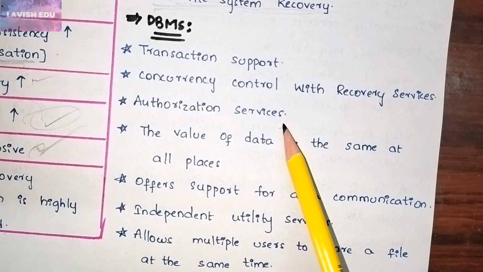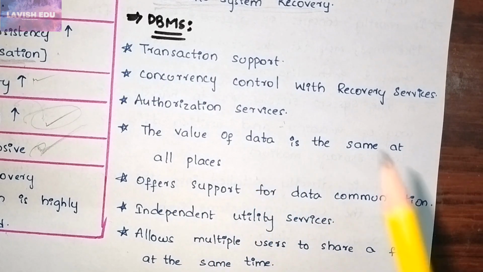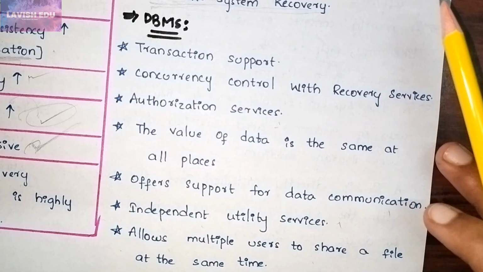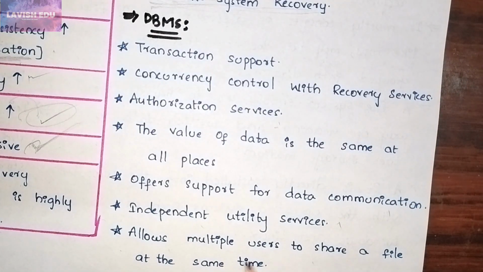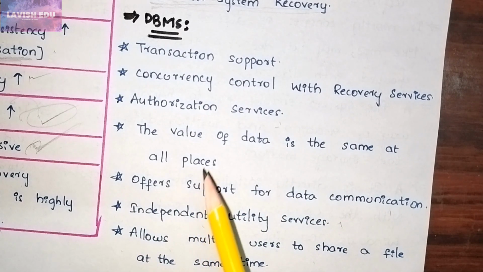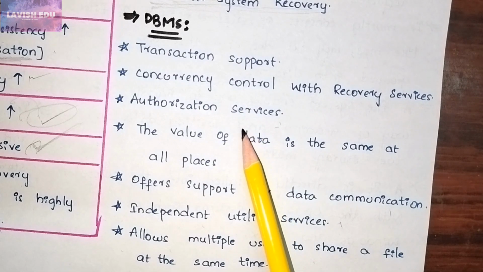That is, it won't allow the users who don't get any authorization to that data, and the value of the data is the same at all places. It offers support for data communication as well, and independent utility services, and allows multiple users to share a file at the same time. That is, multiple transactions, and independent utility can also be possible by this database management system. This is all about the file system and the database management system. And in the next section we'll do further topics on the database management system.